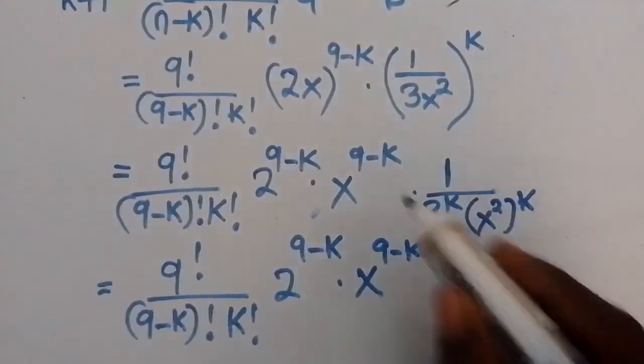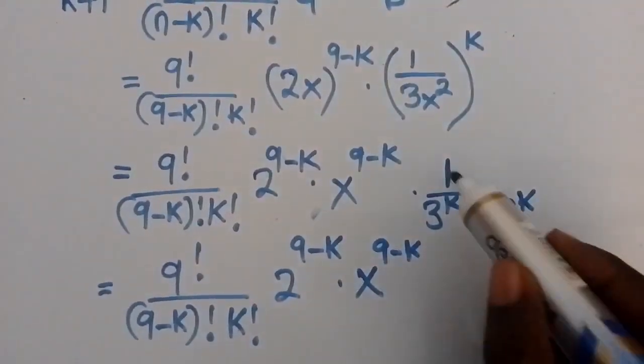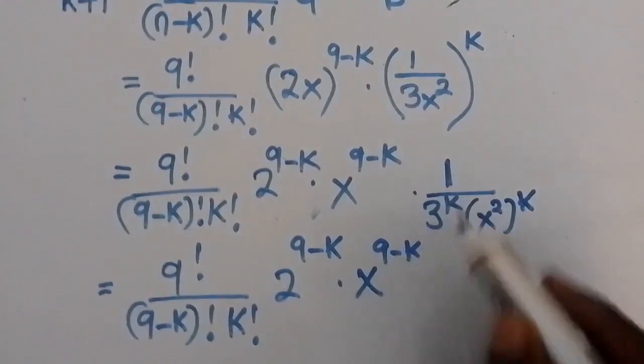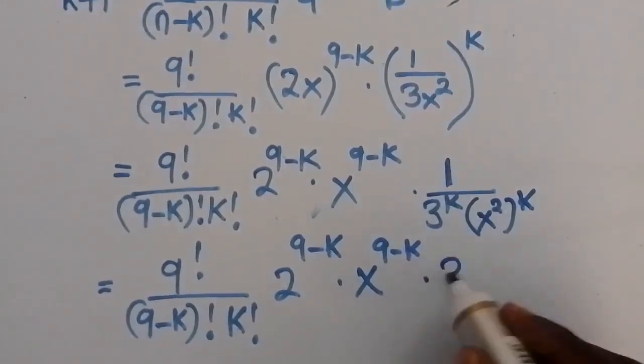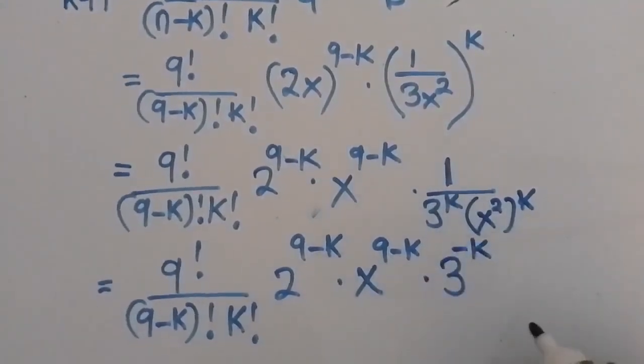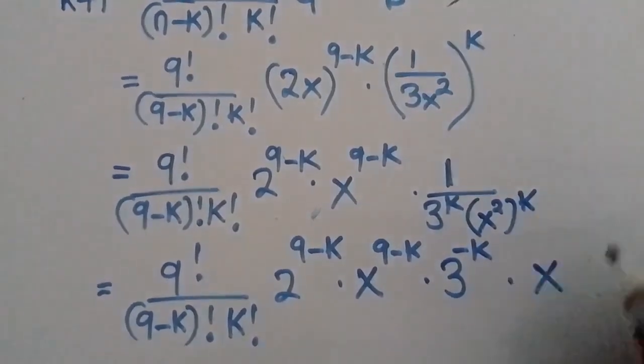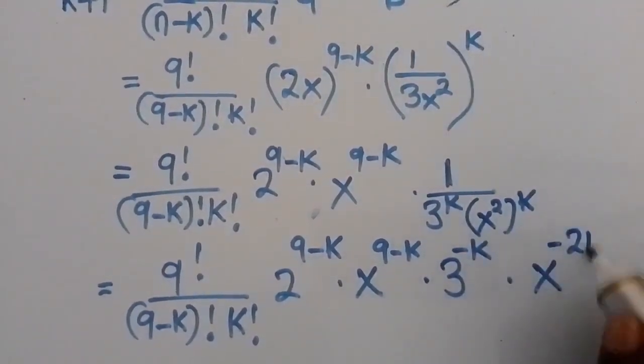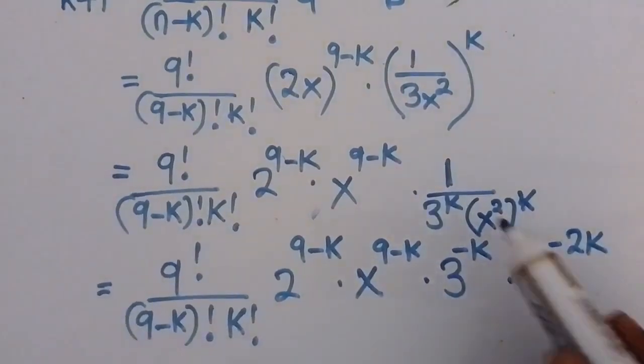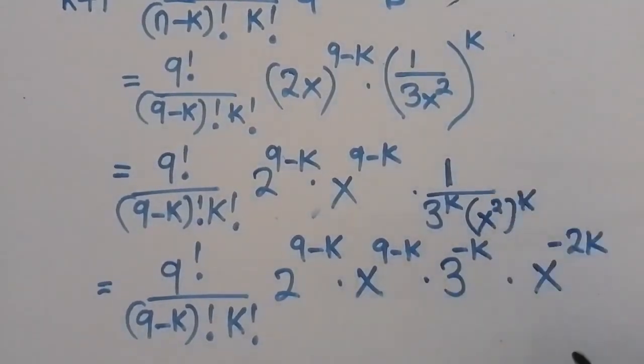So when this one comes on top, it's 1 over, which means this power will be negative. So times 3 to the power negative k, times x to the power negative 2k. This is 2k. So when it goes on top it is negative, since it is being divided.